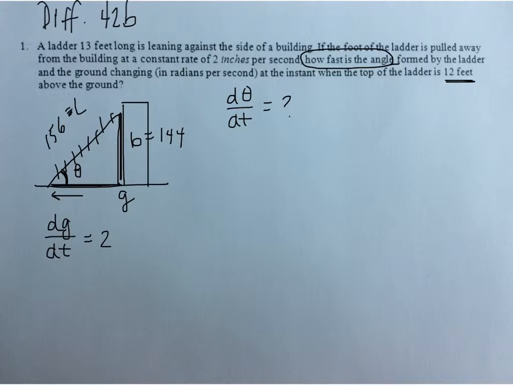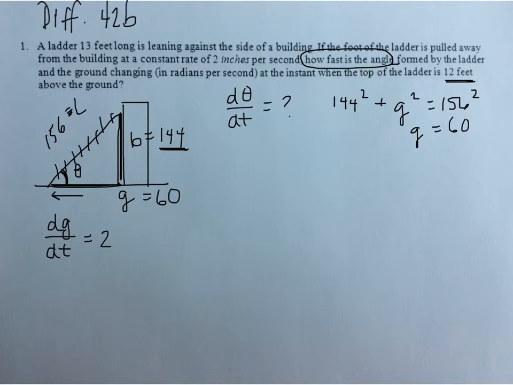So since I've got some information here, I know that at the instant that the building is 144 inches, I know the ladder is always 13 feet. I could find G. At that moment, how long is the G length? Well, that would just be a Pythagorean. I think it'd be 144 squared plus G squared equals 156 squared. And it turns out that G is 60. So at the moment that I care about, I know that G is 60.